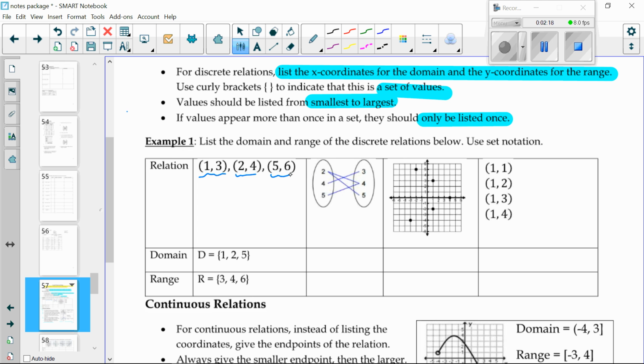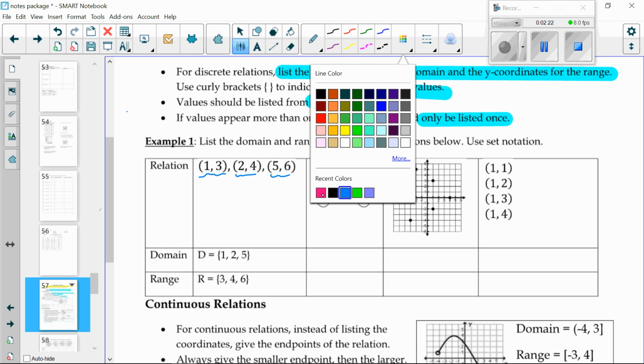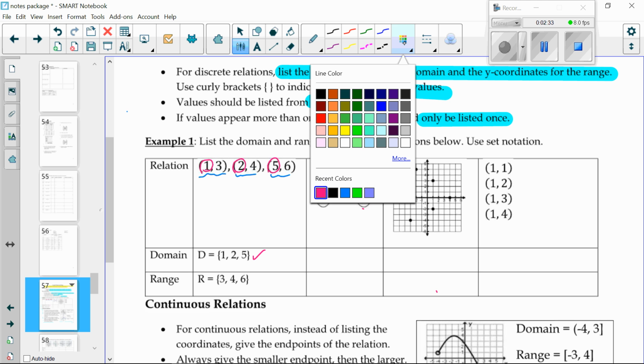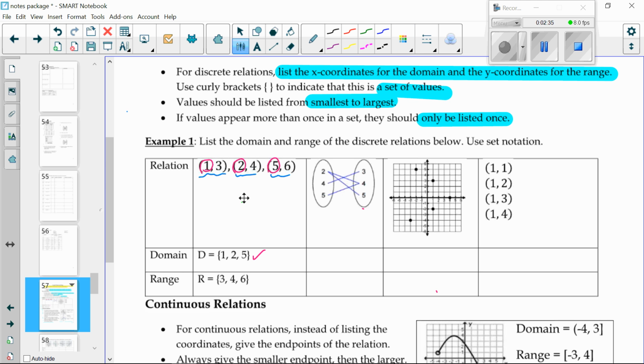Now, notice for the domain, it is all the possible values for x. So all the possible values for x in this relation are 1, 2, and 5, and that's what they have listed there. For our range, it is all possible values for y, 3, 4, 6. And that's what they have listed there. So notice that they use the curly brackets.